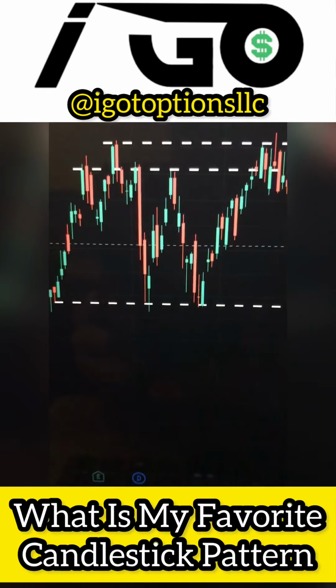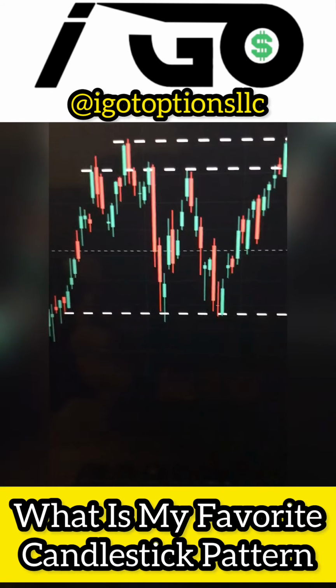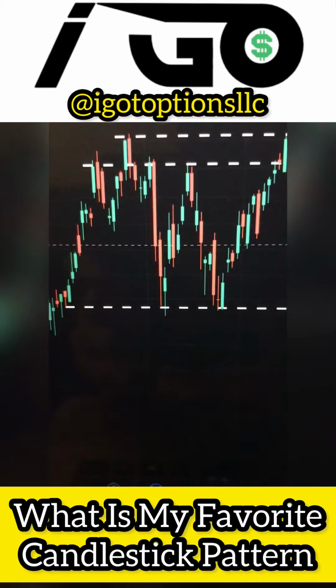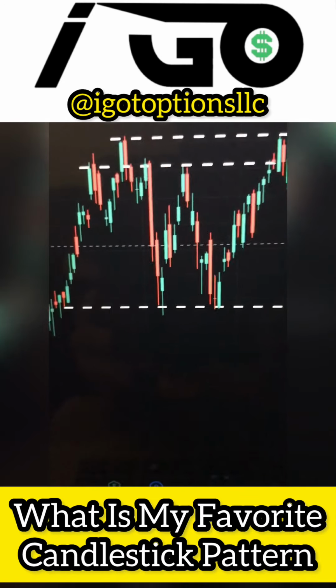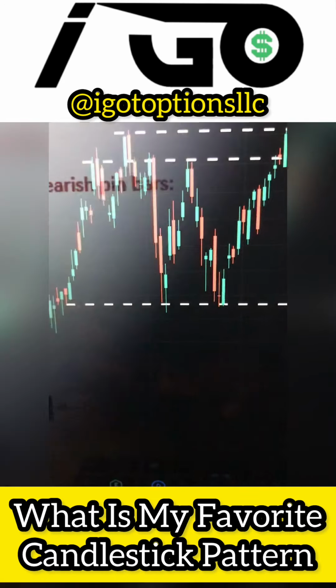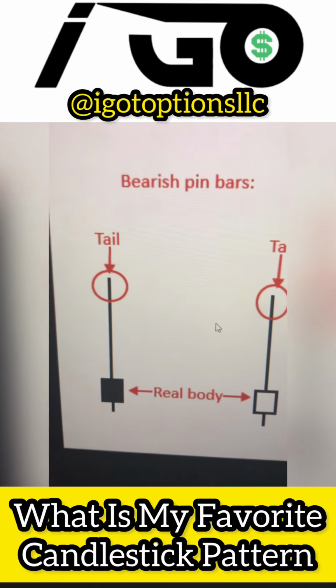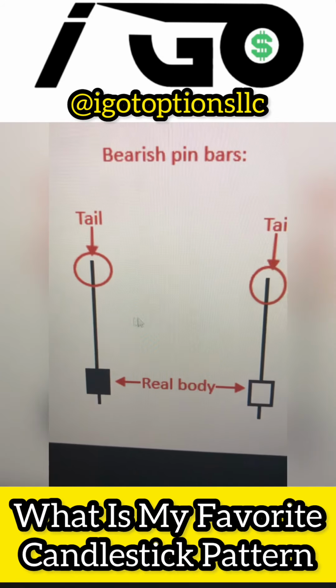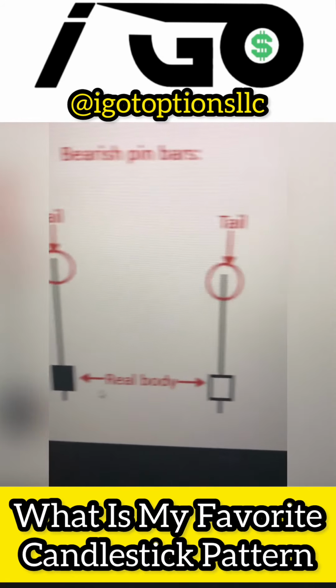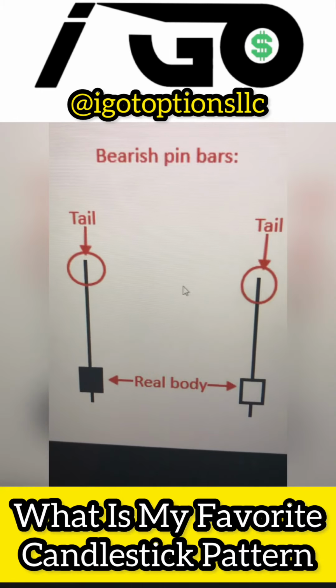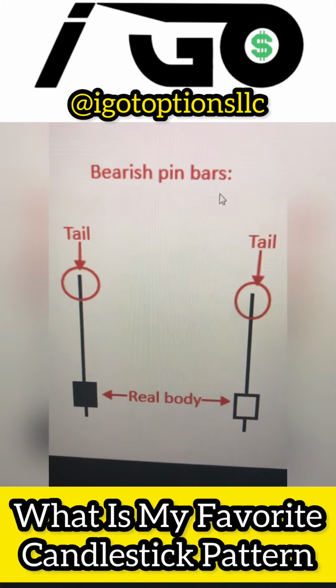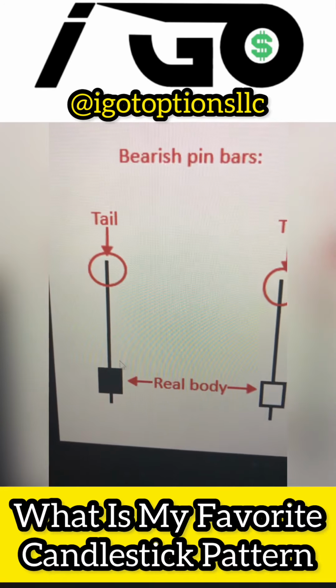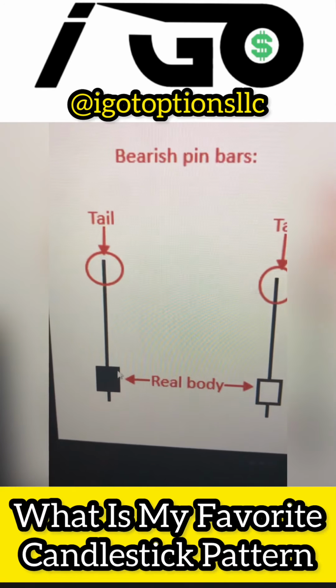Now, my favorite candlestick pattern is pin bars. You might be thinking to yourself, what is that? I went over this in one of my previous videos. However, just to recap, a pin bar is whenever we see a candlestick with a long tail, whether it's on the top or the bottom, and a really small body. So we see here, these are what's called bearish pin bars, because the tail is at the top of the candle, and the small body of the candlestick is at the bottom.